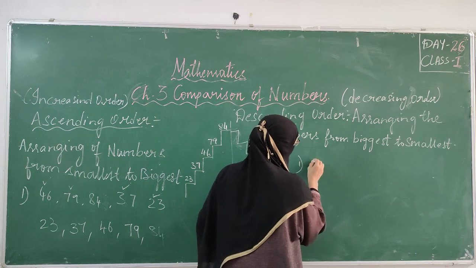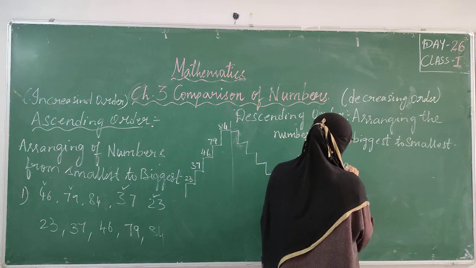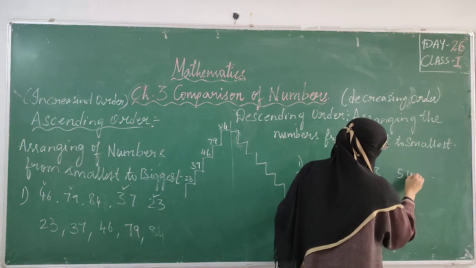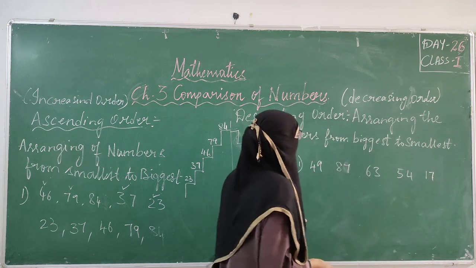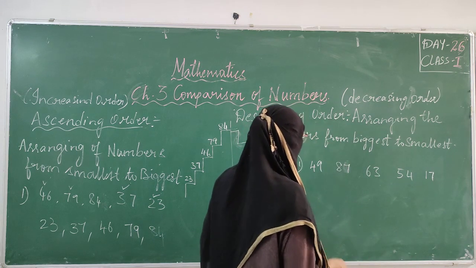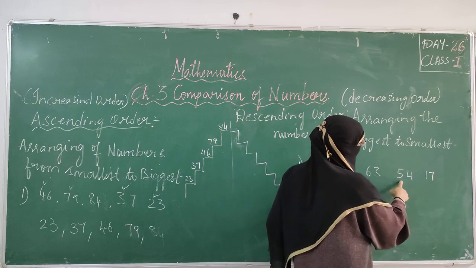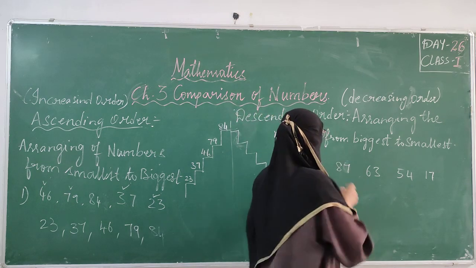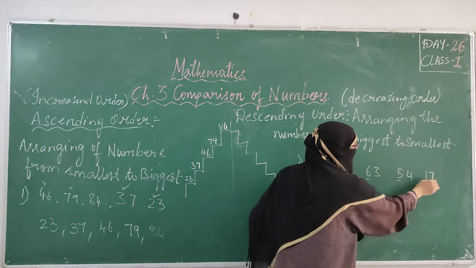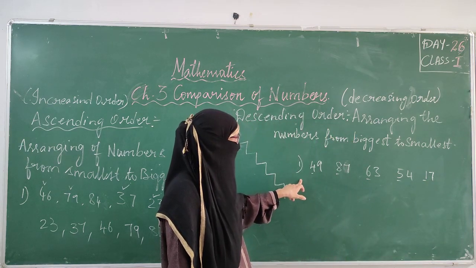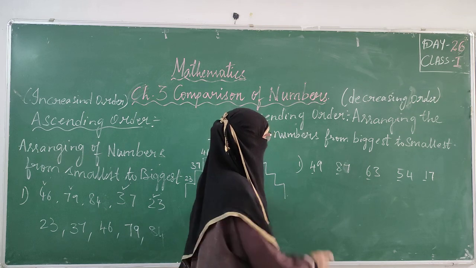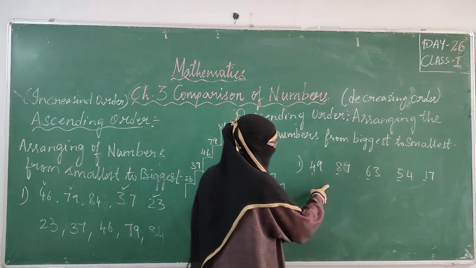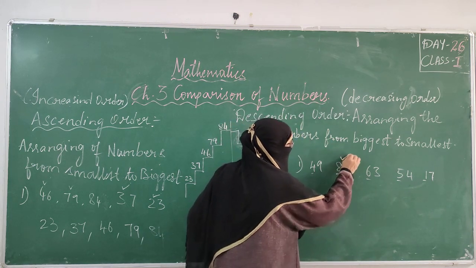So these are the numbers: 49, 87, 63, 54, 17. From the biggest number, first look at the numbers, then take the first digits: 4, 8, 6, 5, 1. That is the digit in the tens position. See which is the biggest number. Which is the biggest among 4, 8, 6, 5, 1? 8 is the biggest number here. So we have finished writing 87.